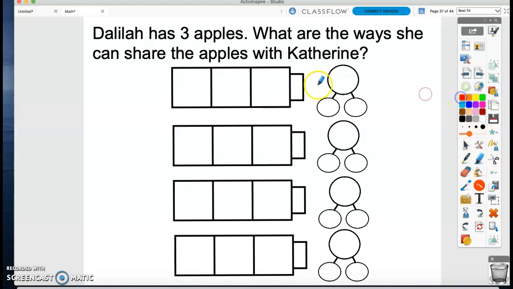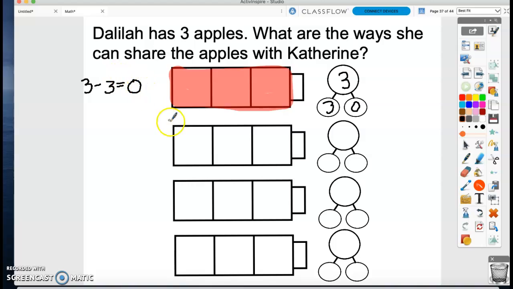So she could have all of them colored red. That means Delilah could have all of the apples and not share any with Catherine. So in our number bond, we have 3 apples altogether. Delilah would get 3, and Catherine would get 0. So our number sentence would look like this: 3 minus 3 equals 0.